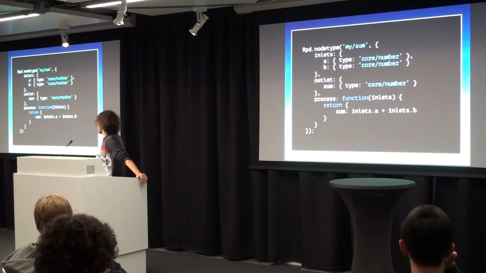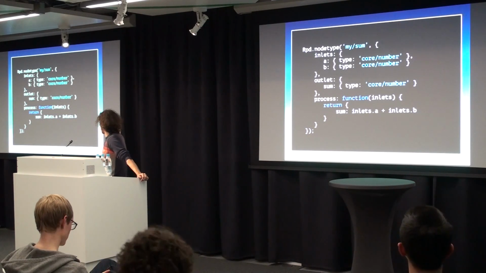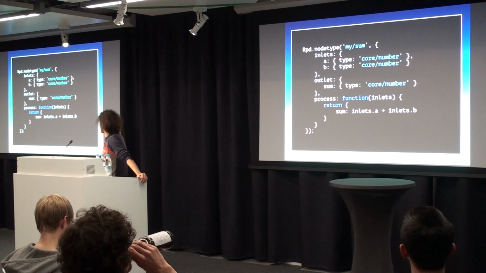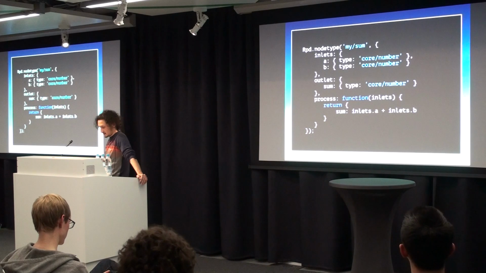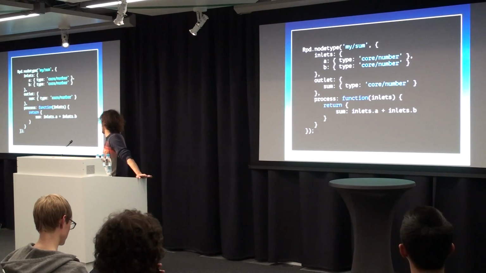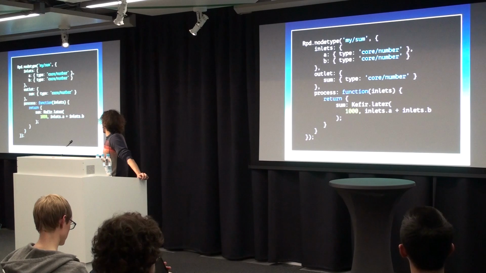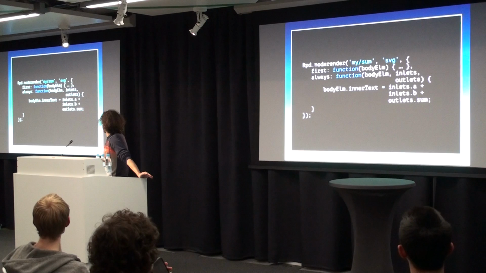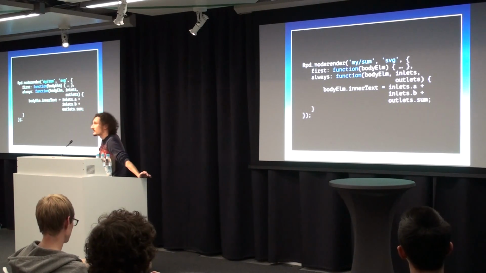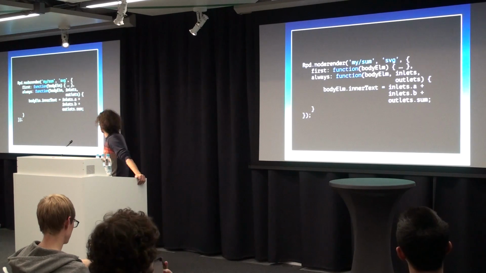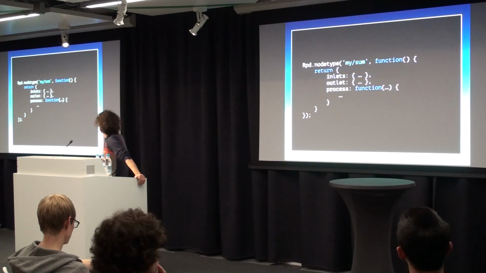Very easy to describe a new node. You've seen that in the example. You describe inputs, outputs, and the function which converts input data into the output data. Also with streams. Also there is the renderer for the node. So this way you describe how it renders in SVG, for example. Also very easy.